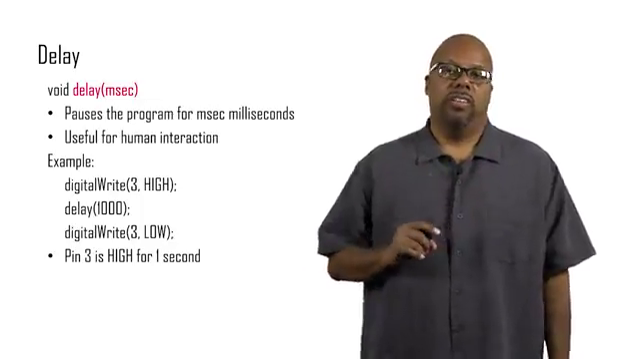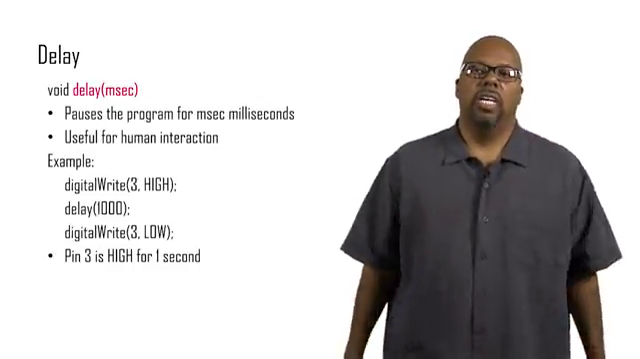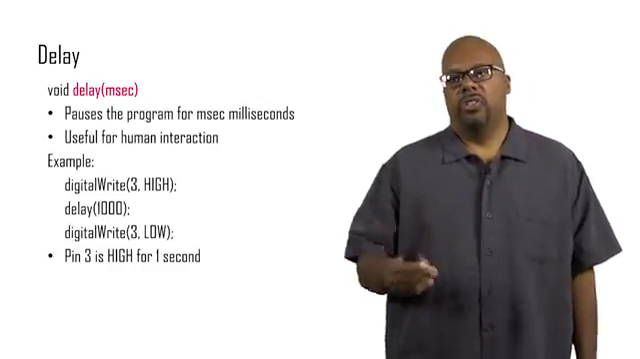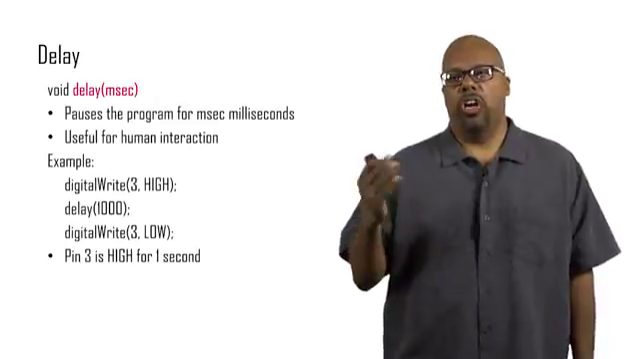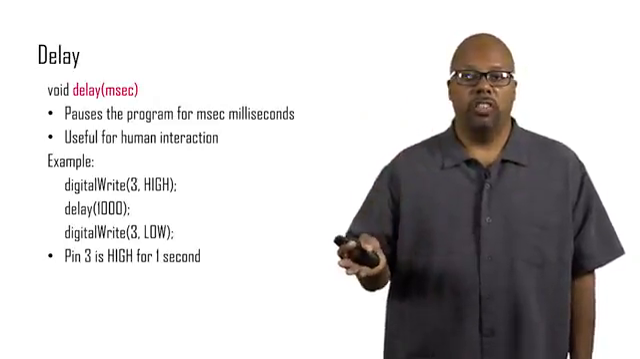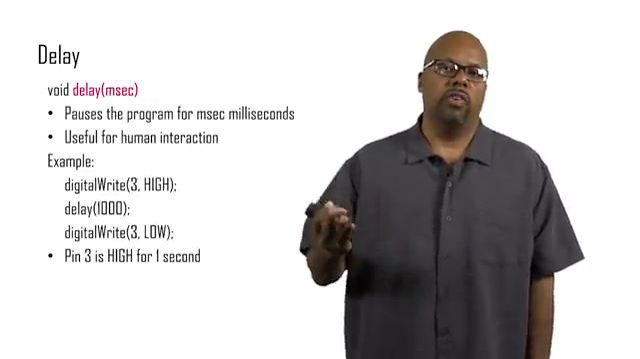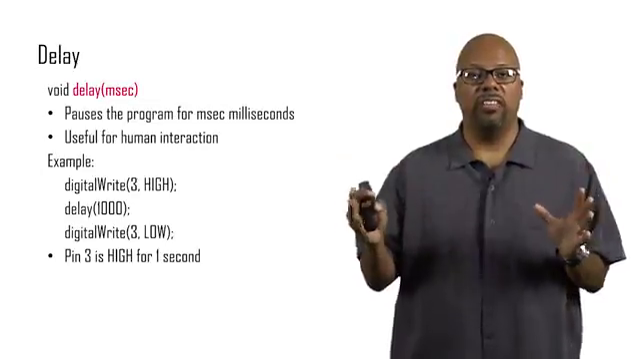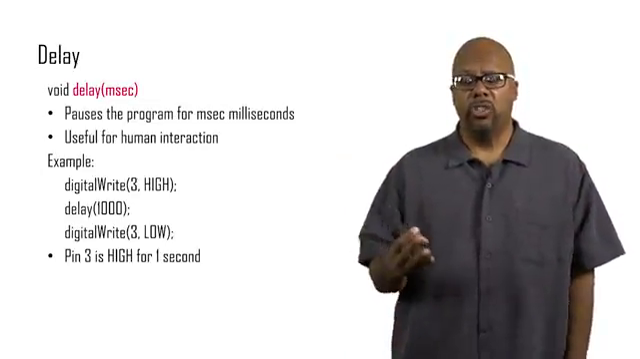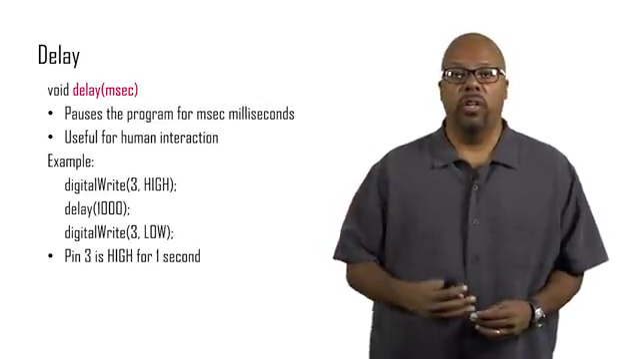One other function call that we need to know to be able to do the blink example, a very useful function, is delay. If you look at the function, it takes one argument, msec, or milliseconds. It basically pauses the program for a certain number of milliseconds. So 1,000 milliseconds being a full second. If you have a delay of 1,000, that's a second delay. It's useful for a lot of things.